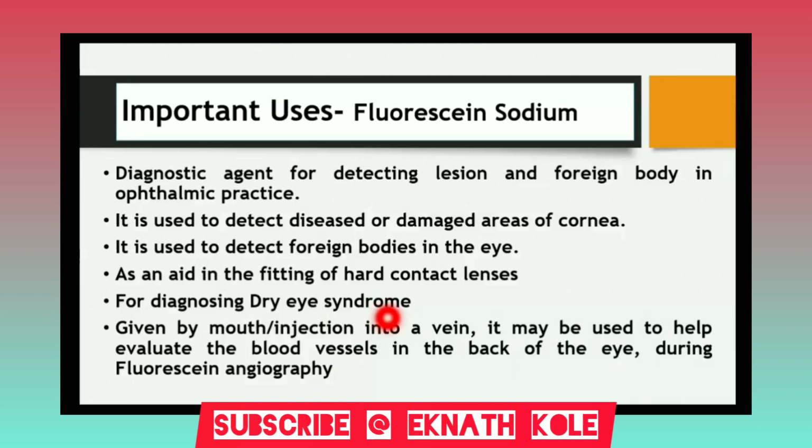This fluorescein sodium can be administered by mouth or by injection into the vein. It may be used to help evaluate the blood vessels in the back of the eyes during fluorescein angiography. So these are the uses of fluorescein sodium.